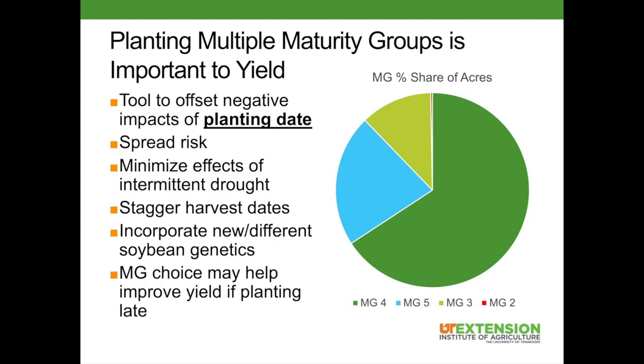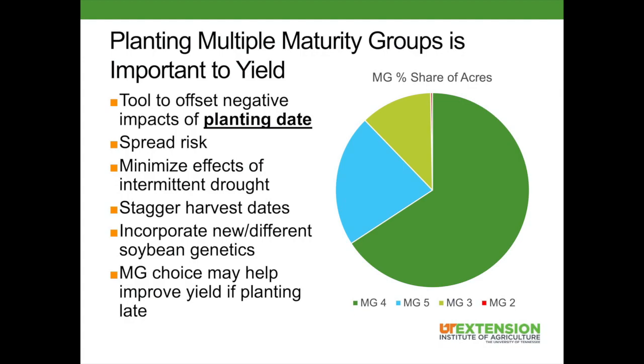And I think the big thing about planting multiple maturity groups is that some maturity groups have a better fit than others if you're planting late. And the figure on the right, that's just kind of a pie chart of what we plant in Tennessee. And I just kind of put together an estimate as far as maturity group share of acres. And you can see that a group 4 obviously is a really important maturity group for Tennessee, followed by the 5s and the 3s and the group 2s, which are kind of a niche choice for producers that are trying to get an August delivery.